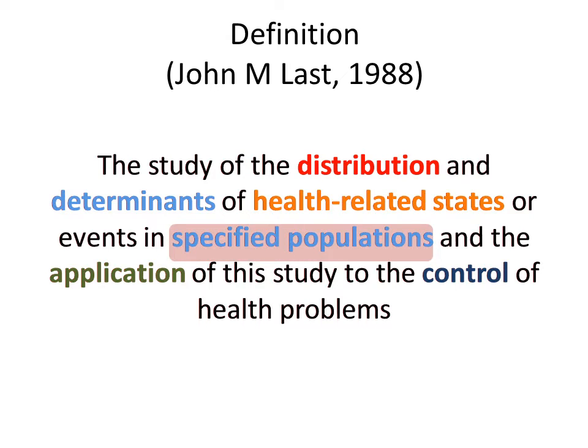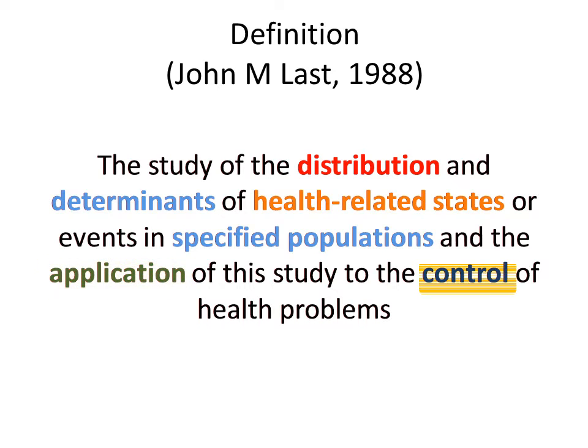Specified populations. When a disease or a health-related event is measured in a given population, the results are valid only for that particular population. It may or may not be extrapolated to other populations.